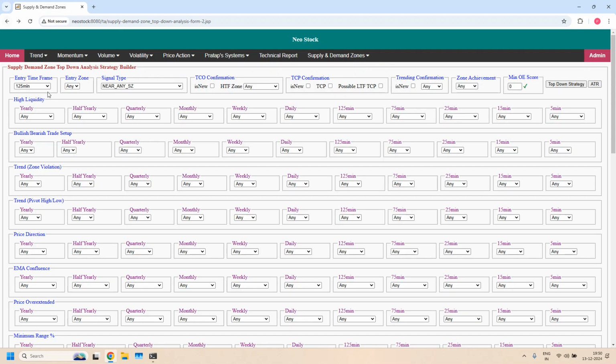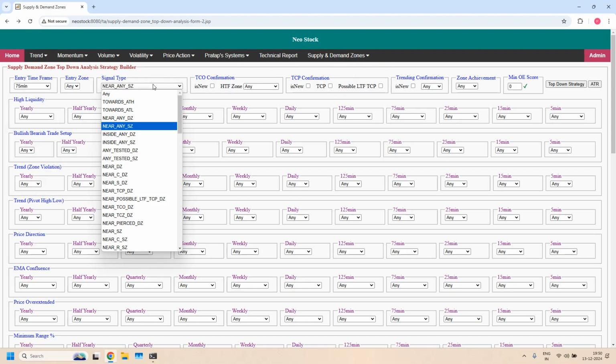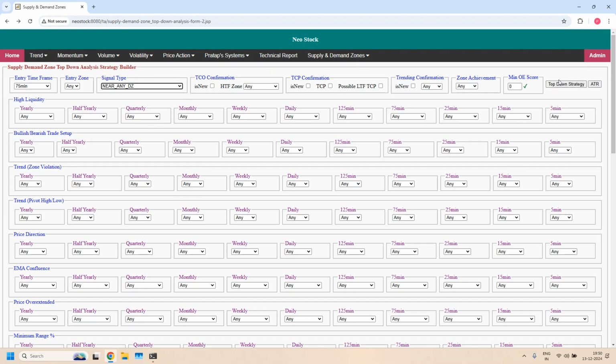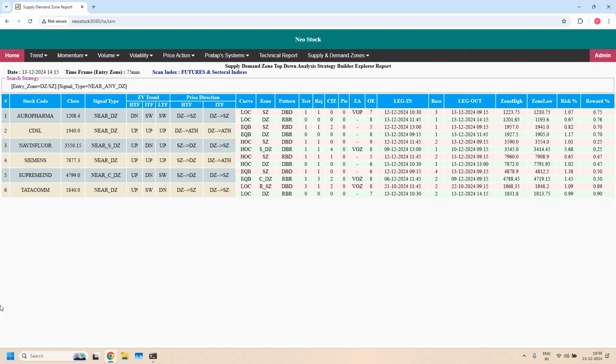Okay, next time frame is 75 minutes. Stocks near 75 minutes demand zone. 6 stocks are filtered. Let's identify high liquidity zones from this list. Navin Fluorine is having a high liquidity zone. Supreme Industries is also having high liquidity 75 minutes demand zone. We identified 2 75 minutes demand zones from this list.